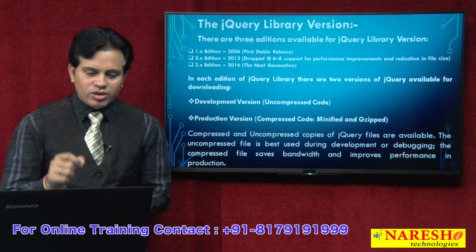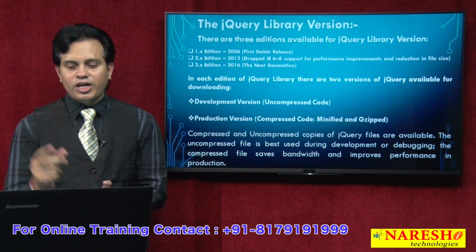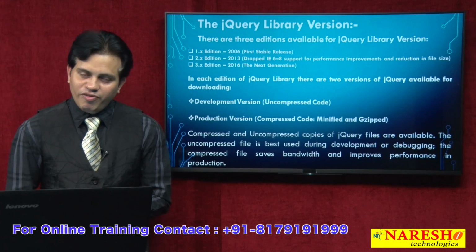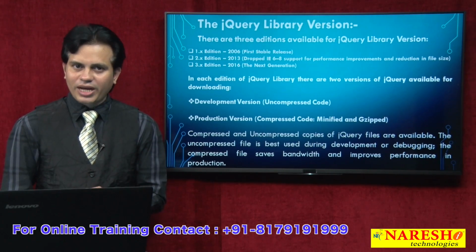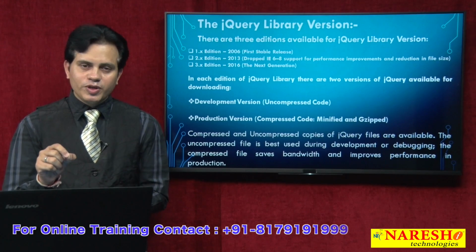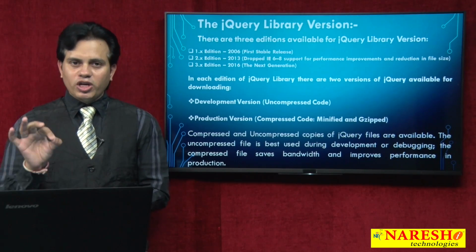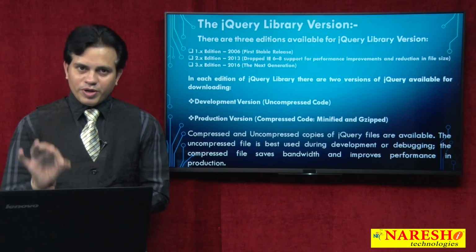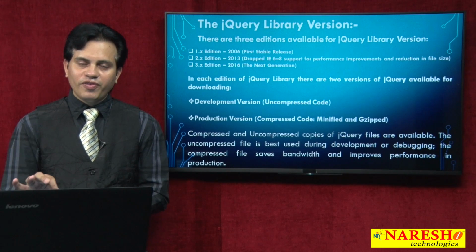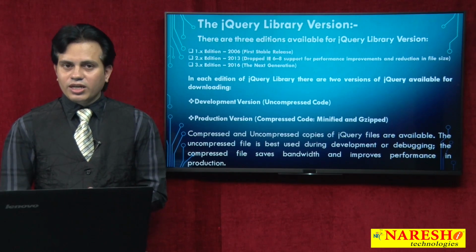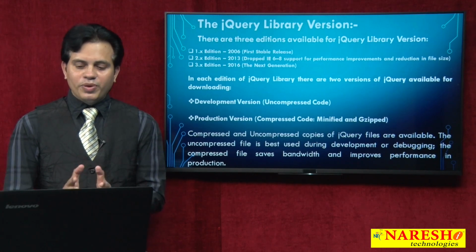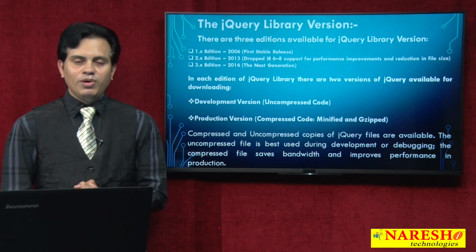In each edition of the jQuery library, there are two versions of jQuery available for download. One is a development version, as I discussed a few minutes back, which is uncompressed code. The other is a production version, which is nothing but compressed and minified, or you can say zipped code. Compressed and uncompressed copies of jQuery files are available.